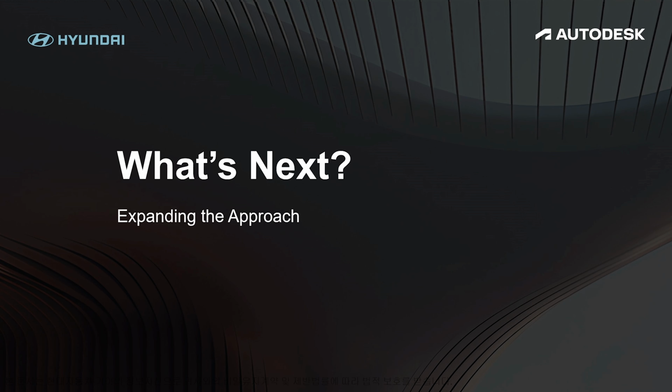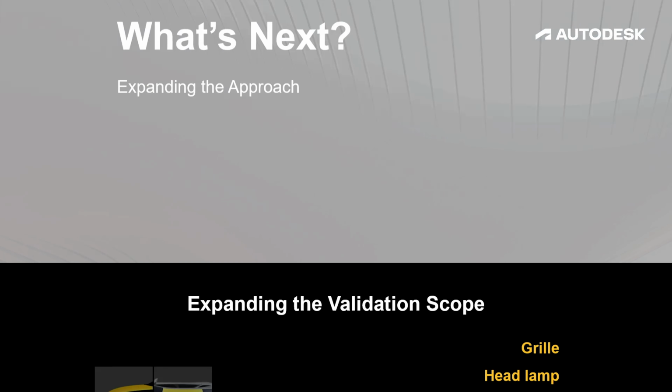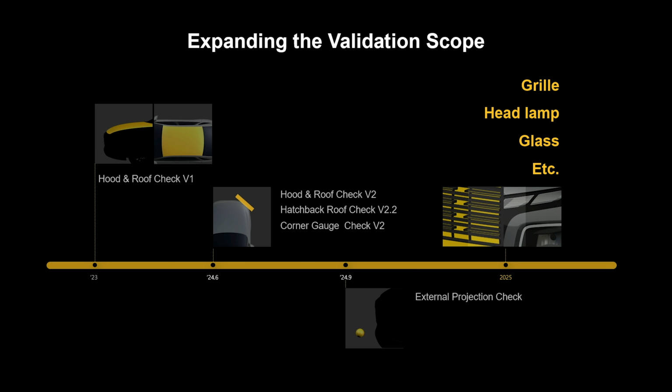So where do you go from here? We are continuing to improve the tools we've already built, but we are also expanding into new areas. Some of the things we are looking into are grille cooling checks, lamp visibility, and glass curvature. Among these, grille cooling is a big one because it often influences the front-end design. In some cases, the grille lip had to be slimmed down, or the unit layout had to be adjusted just to increase the cooling area.